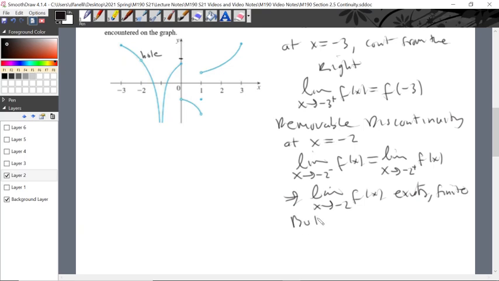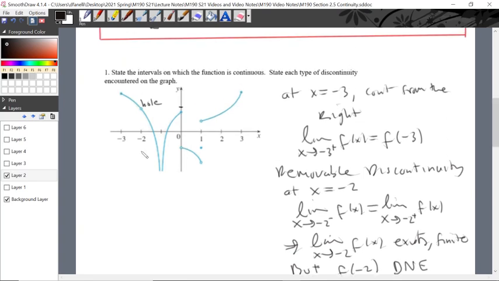But f of -2 itself does not exist at all. In other words, there is no closed point for when x is equal to -2. In order to get continuity, we would want f of -2 to equal whatever the y value is at that point, and in that way we could fill in the hole and create a continuous extension of this curve.